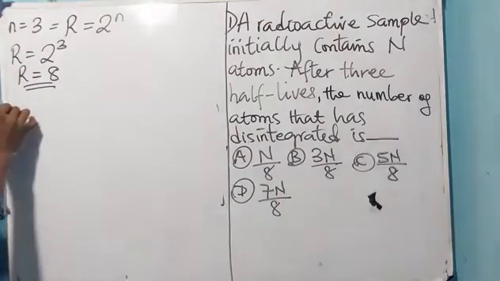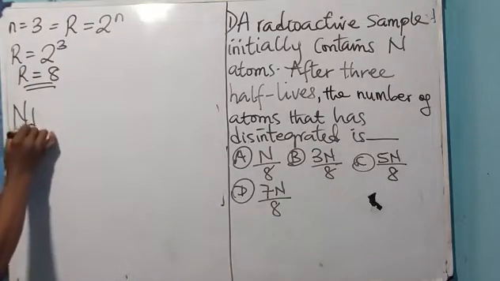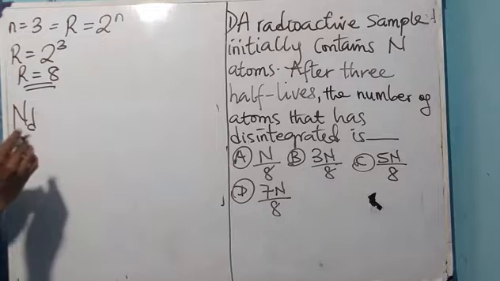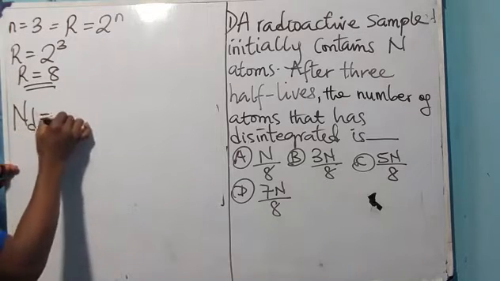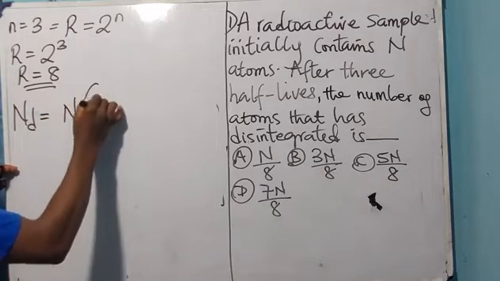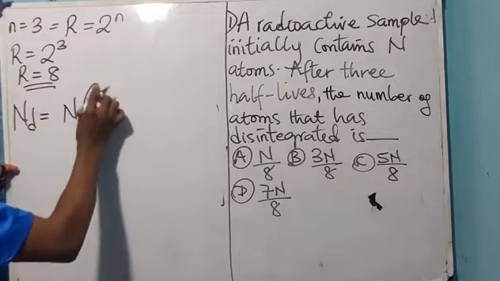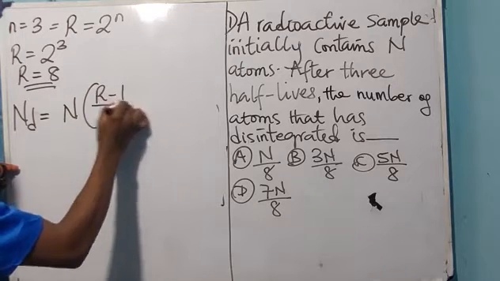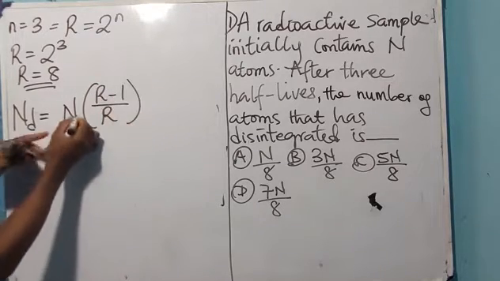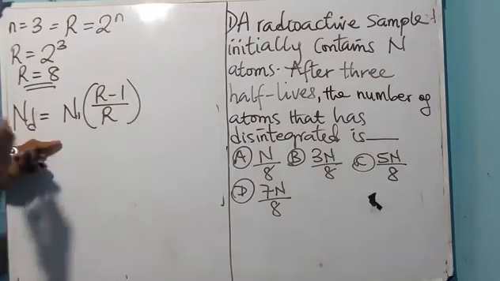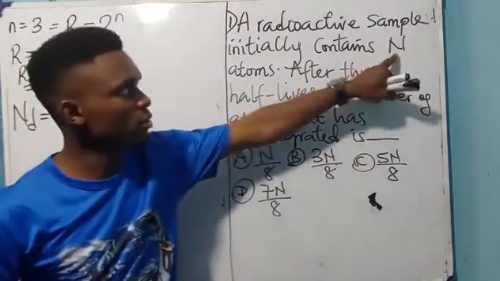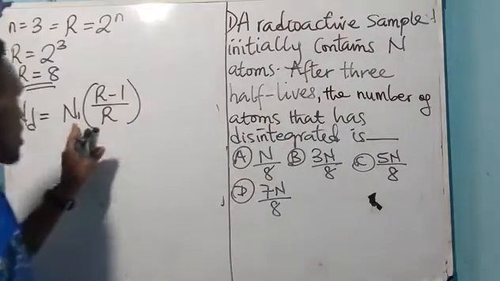disintegrated. I remember I told you something. The number of atoms that has decayed or disintegrated is equals to what? N_D equals N times (R minus 1) over R. If I should put N1, it's everything as N. This N written here, this N is what I have here.